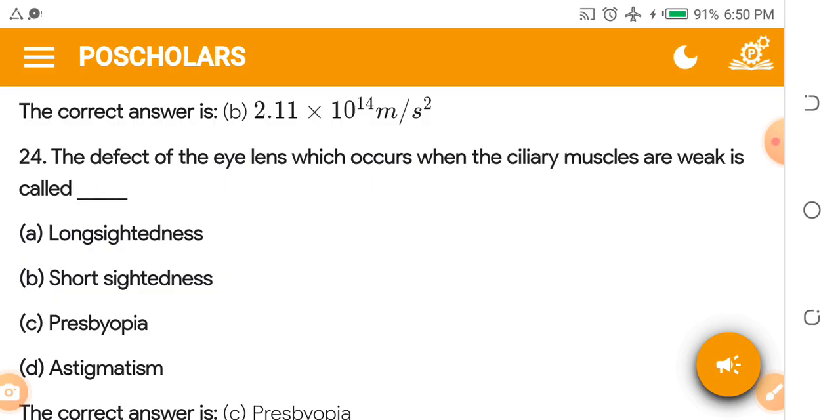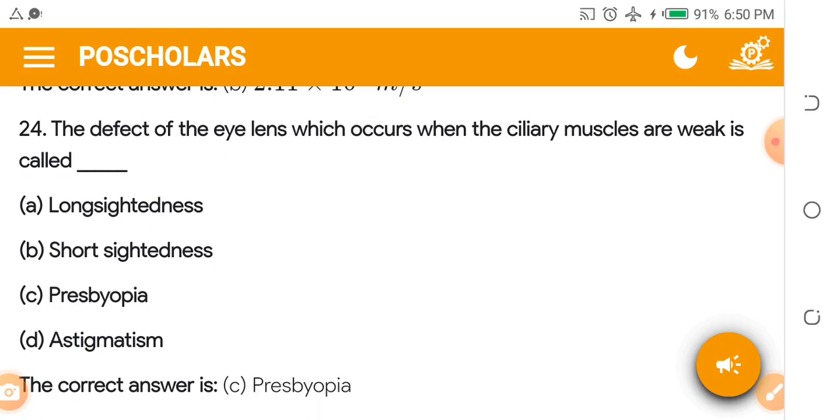When the ciliary muscle is weak, it causes presbyopia. Presbyopia is for when the ciliary muscle is weak.